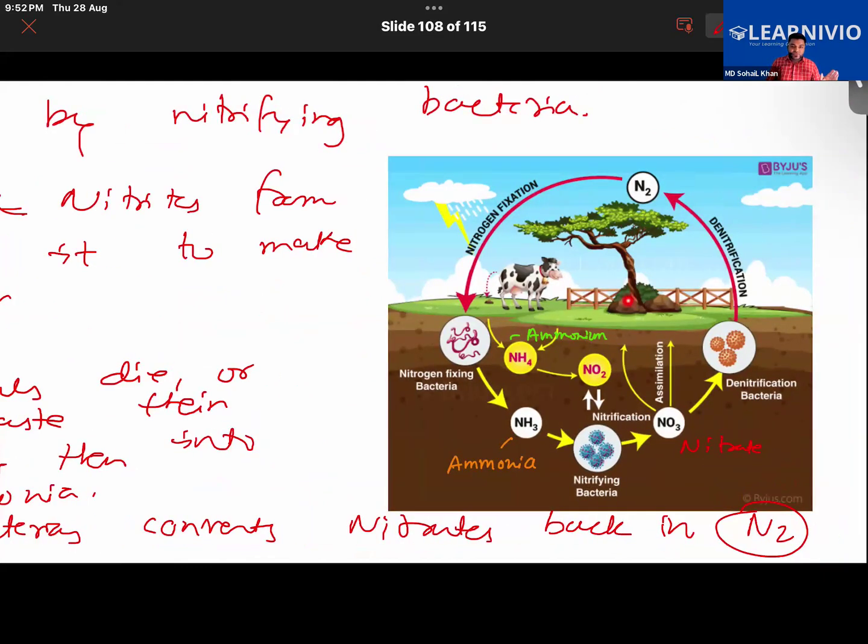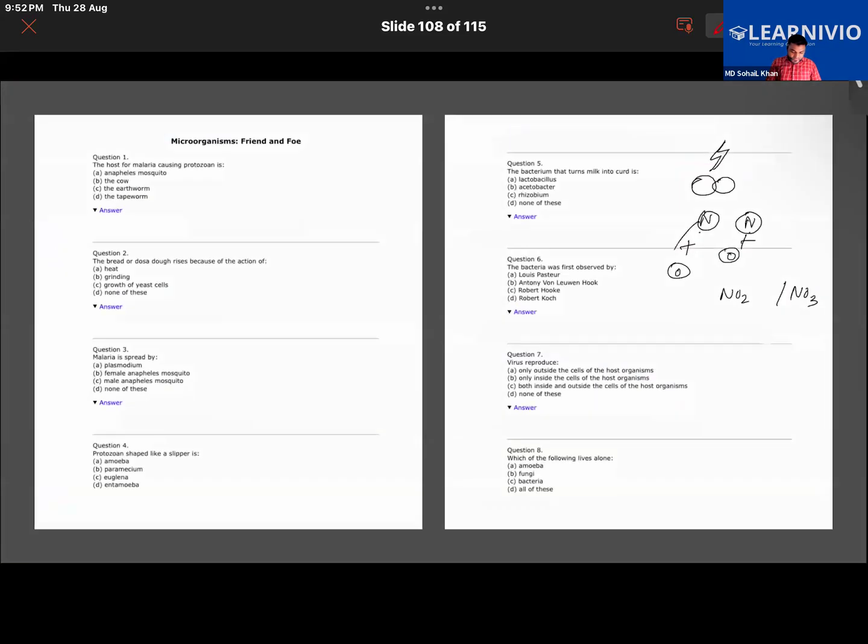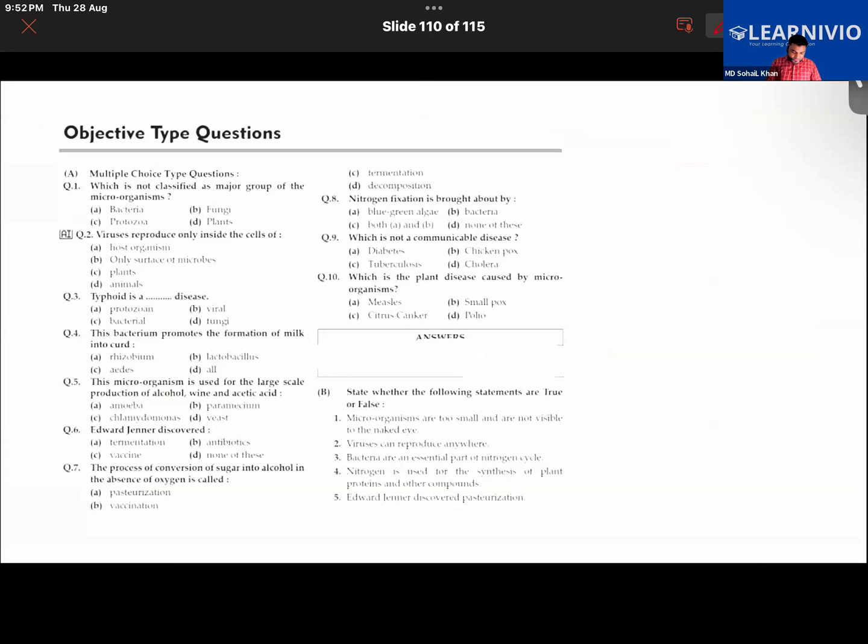The balance of nitrogen in the atmosphere, at 78%, is also being maintained because of this nitrogen cycle. And this is important for maintaining the fertility of the soil also. Hope it is clear. Now let's complete this one.